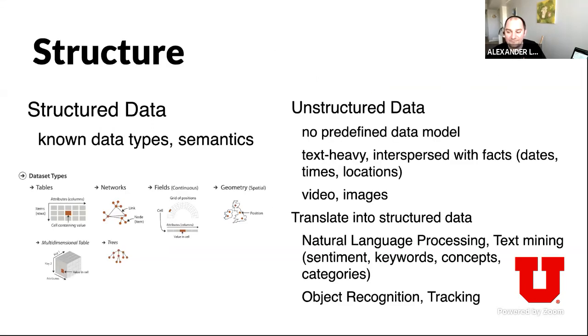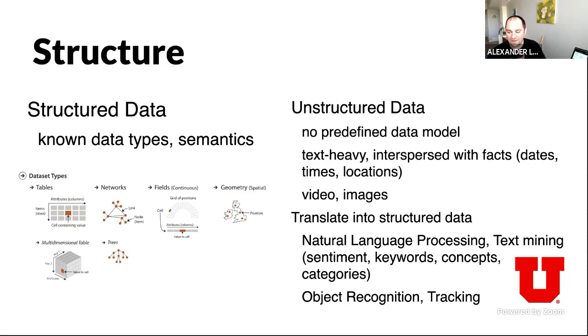One important thing is data can be structured or unstructured. In data visualization, we mostly care about structured data, so we have known data types and known semantics. Tables, networks, fields, and geometry are all structured data types. But in total volume, most data is actually unstructured or loosely structured, so we don't have a predefined data model. For example, data that is text heavy, interspersed with facts such as dates or times or locations. Video is usually unstructured, images are unstructured. A big part of computer science is actually translating unstructured data into structured data.